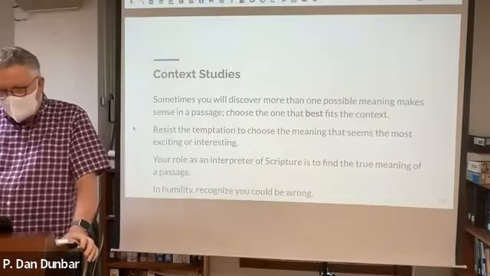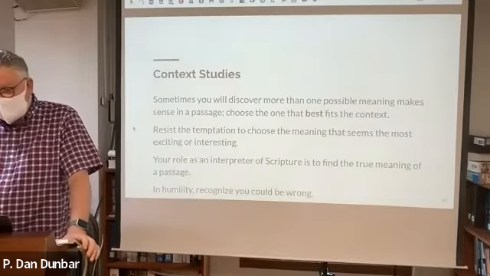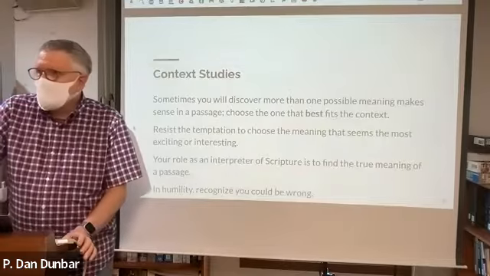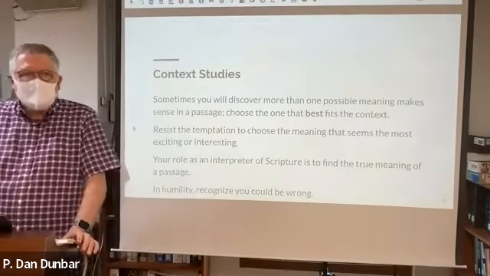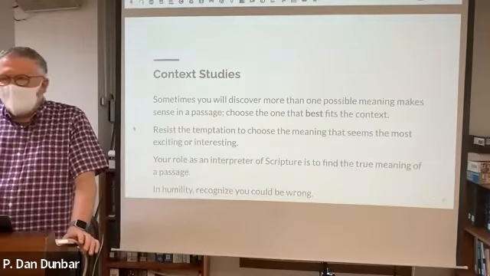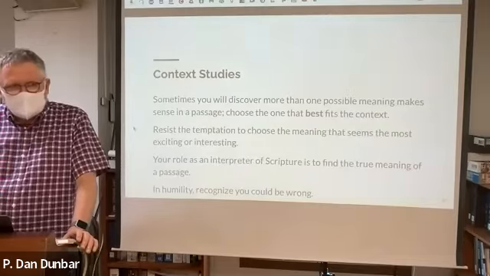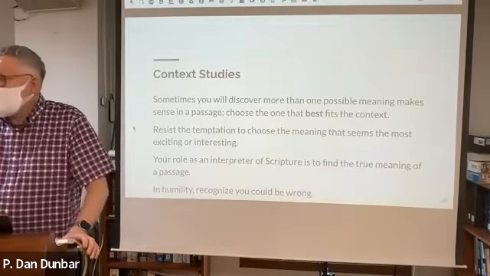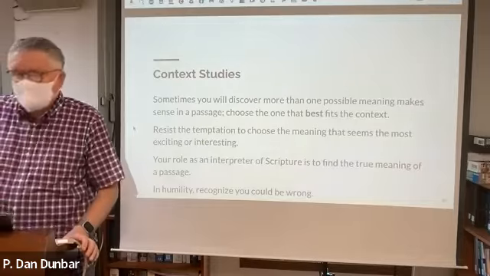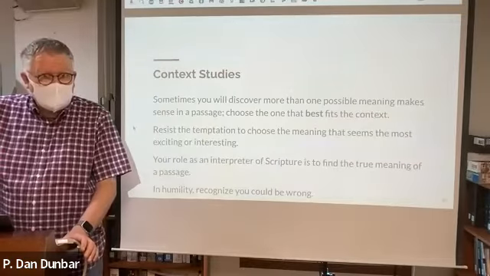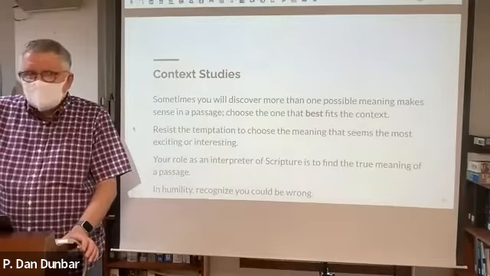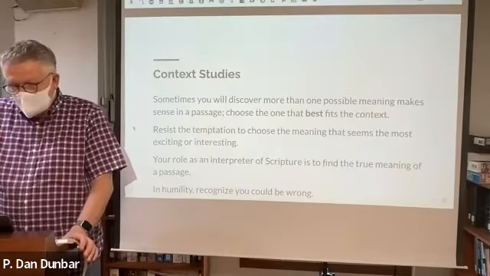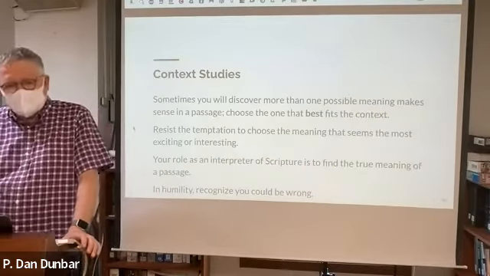Your role as an interpreter of scripture is to find the true meaning of a passage, not to try to make people think, wow, you're amazing, it's so exciting when you preach. So if the most boring meaning is the best meaning, you've got to go with the best meaning, because we're not trying to reinterpret scripture and make it mean something that it doesn't. You want to find the true meaning.